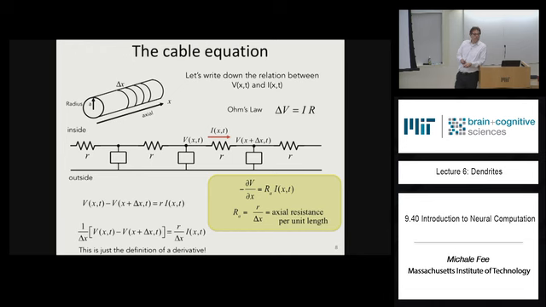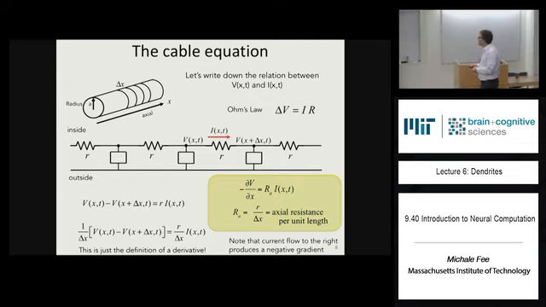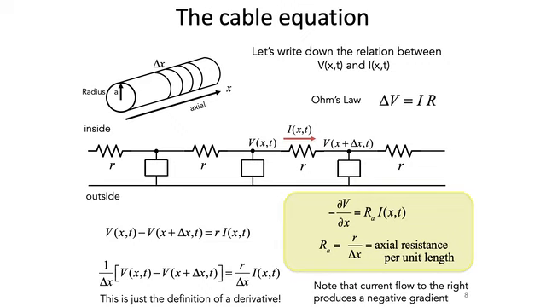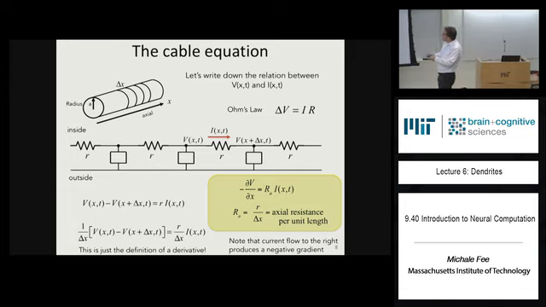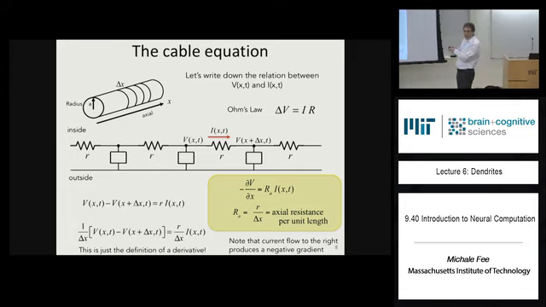Any questions? And notice that according to this, current flow to the right, where positive I is defined as current to the right here, produces a negative gradient in the voltage. So the voltage is high on this side and low on that side. So the slope is negative.